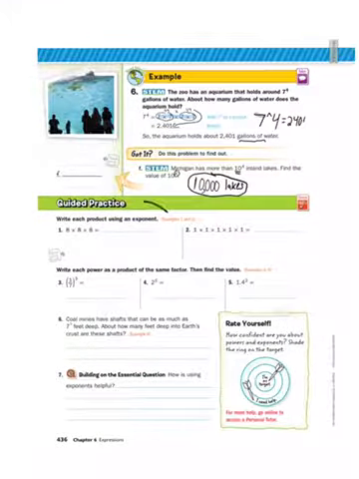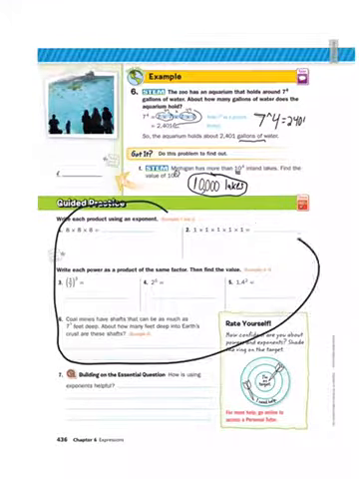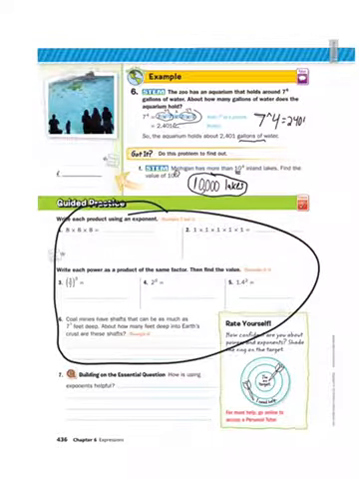If you were absent, I'm pretty sure that you're going to be working on 1 through 6. And remember, when it says the directions here, write each product using an exponent, you don't have to solve it. Just write it with an exponent. When it says write it as the product of power of a, write each power as a product of the same factor, then find the value, you have to write it out the long way, then solve it. And yes, you could use your calculator for those.